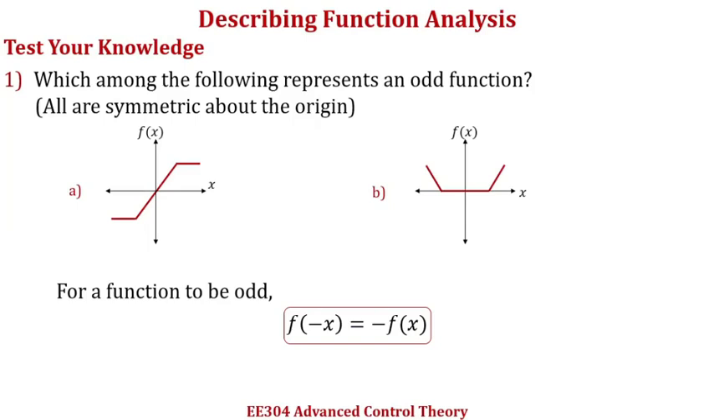Now let's see what the answer is. For the function to be odd, the condition is that f of minus x should be equal to minus f of x. Now if you look carefully at the characteristics given in a and b, you can easily identify that a is an odd function whereas b is not an odd function.